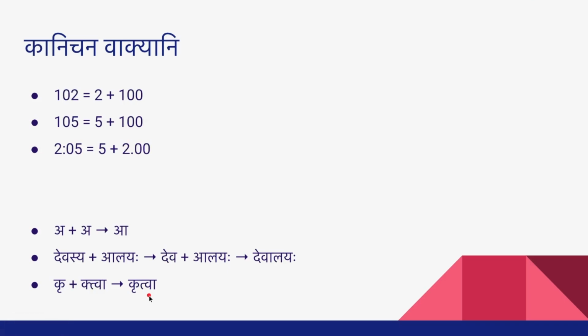Instead of saying "kru adhikam twa is krutva," that's not the right way to say it. Rather you can say "kru dhatoho twa pratyaye krite krutva iti rupam." To repeat again: akarat param yada akaraha bhavati, अनयोः स्थाने आकारः आदेशः भवति. पुनः in the next one, देव आलयः इत्यस्यां स्थितौ देवालयः इति रूपम्. पुनः कृ धातोः त्वा प्रत्यये कृते कृत्वा इति रूपम्.